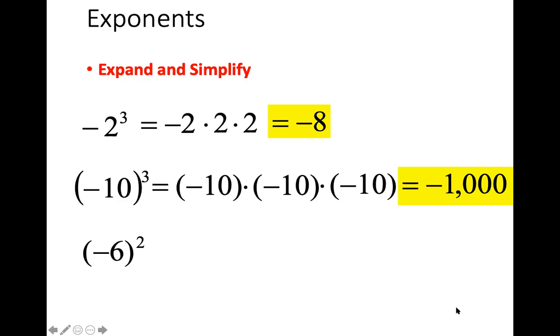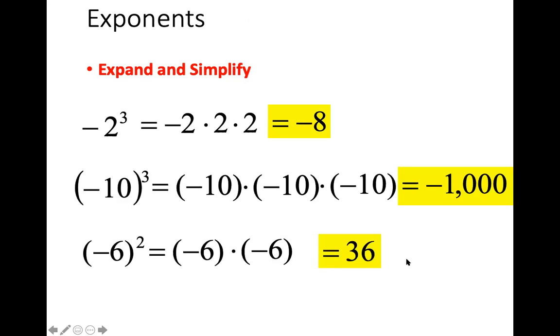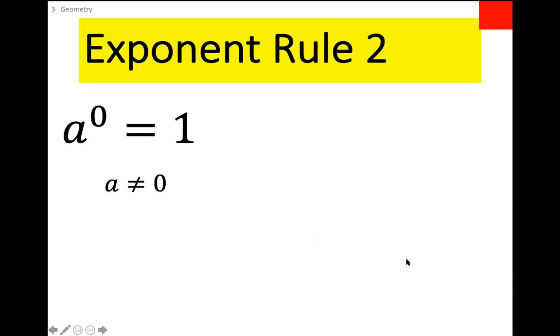Positive 36. Right, and I think I'm leaving out Anna here, so yes, that is correct, because evens would pair up. Anna, any questions? No. Cool. All right, well, that was rule number 1.